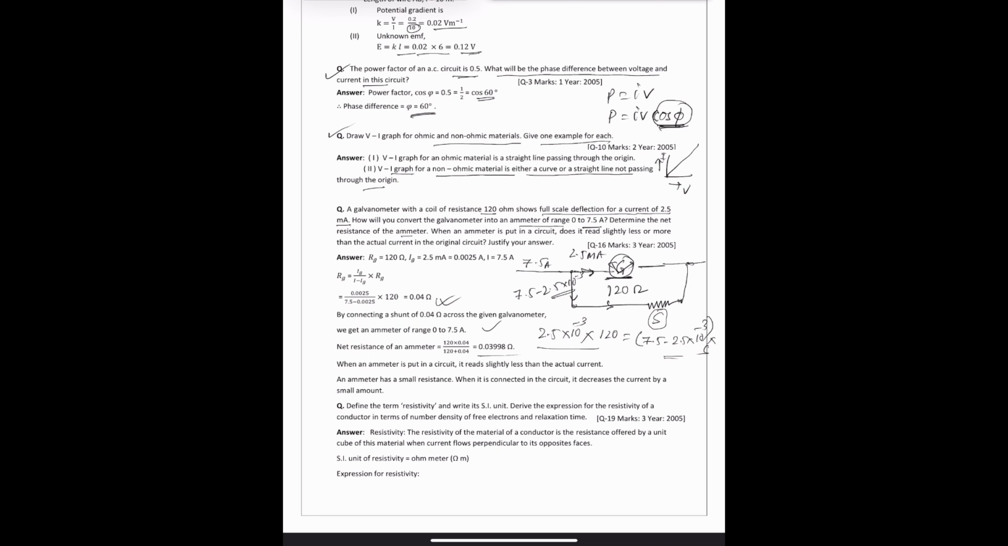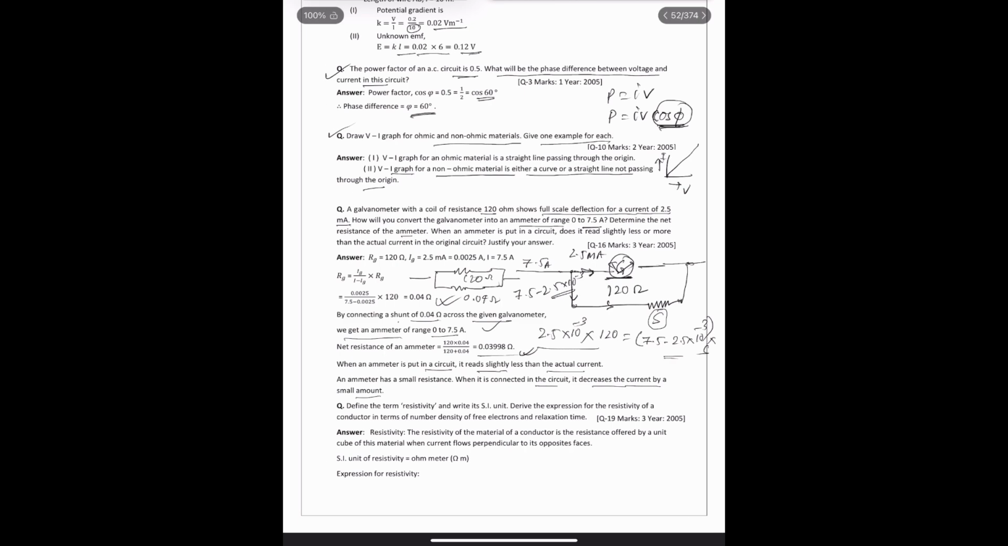Okay. And the net resistance of the ammeter we can find by connecting a shunt with the given galvanometer. So we get an ammeter of range 0.75 ampere. Now these two resistors: 120 is the galvanometer resistance, and the shunt resistance we have calculated as 0.04. This is a very low resistance, correct? So what is the effective resistance of this combination? Parallel: 120 into 0.04 by 120 plus 0.04. When an ammeter is put in the circuit, the reading is slightly less than the actual current. Ammeter has a small resistance, so when it is connected in the circuit, it decreases the current by a small amount.